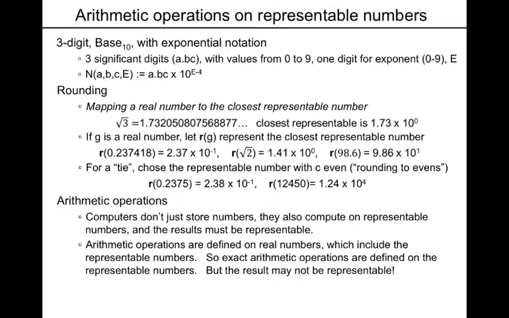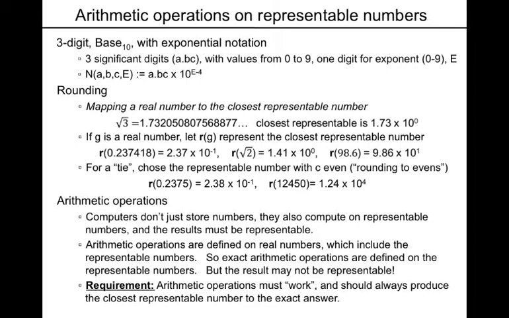I do an exact division on two representable numbers, and I end up with some real number. But as we've seen, the result may not be representable. So our requirement, and this is a requirement on the CPU, is that arithmetic operations must work. You must be able to add, subtract, divide, multiply two representable numbers. And the result that the CPU produces must be the closest representable number to the exact answer.